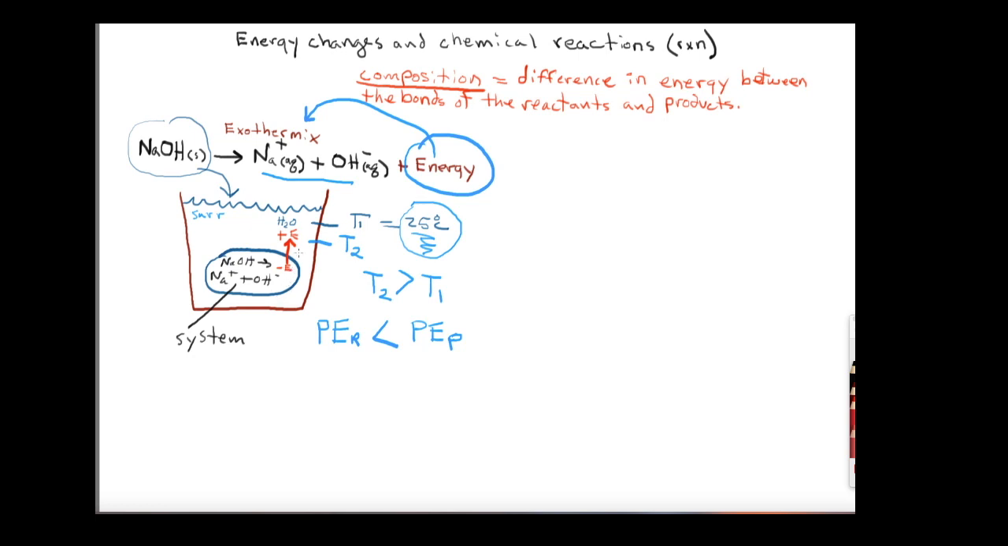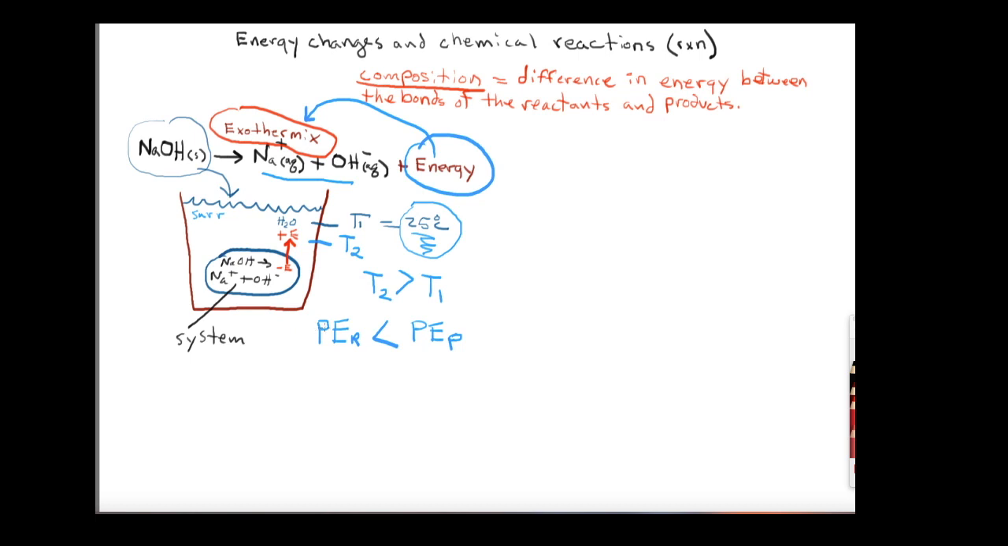And when this happens, this is what we call an exothermic reaction. So the energy of the surroundings is going to go up. Now, all the same rules apply to this. At the end of this whole process, the energy of the system and the energy of the surroundings are going to be equalized.